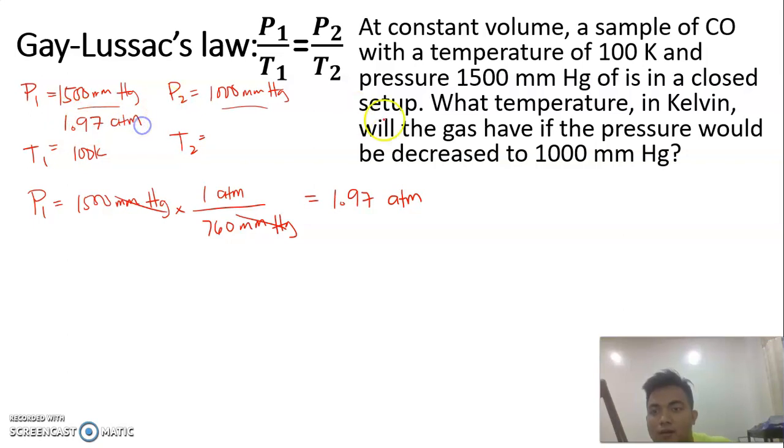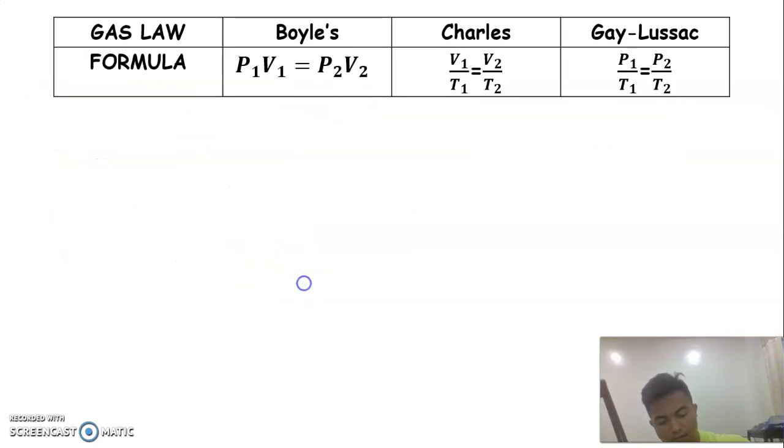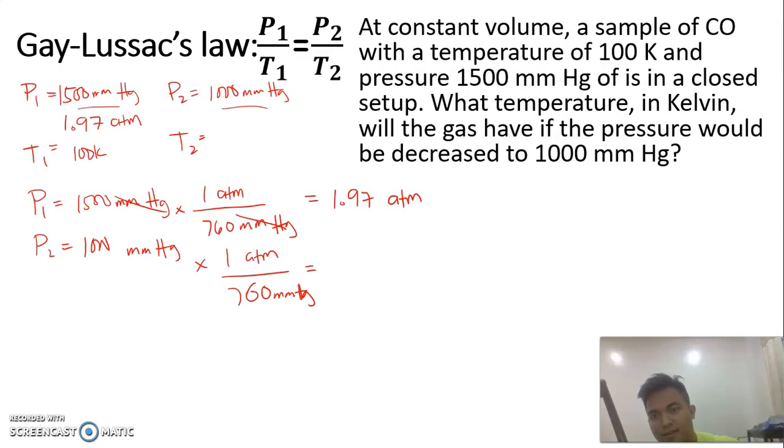1.97 atmosphere. Now P2 on the other hand, so we'll use 1,000 millimeters of mercury times 1 atm divided by 760 millimeters of mercury. So 1,000 divided by 760. So your P2 is going to be 1.32 atmosphere. So what happens here is there is a drop in your pressure. That would mean there would also be a drop in your temperature.